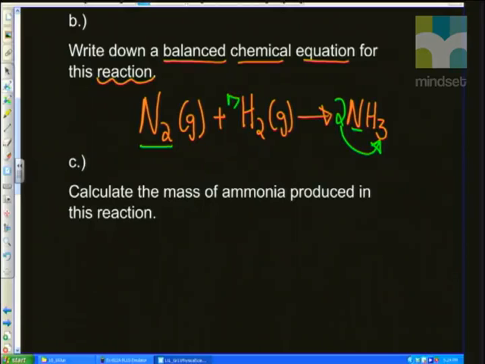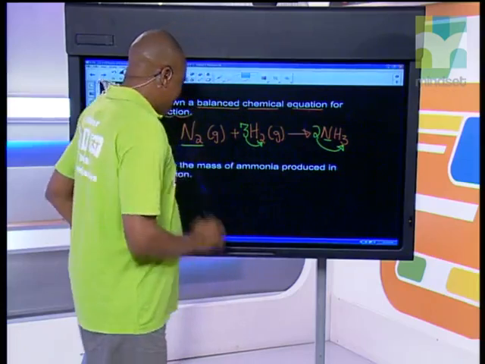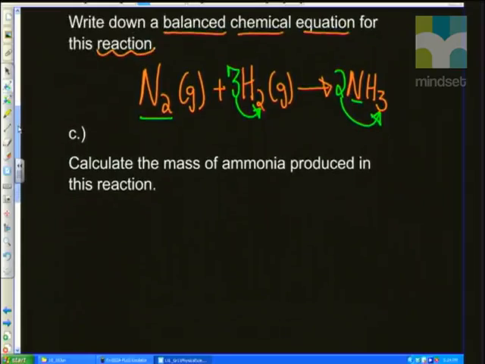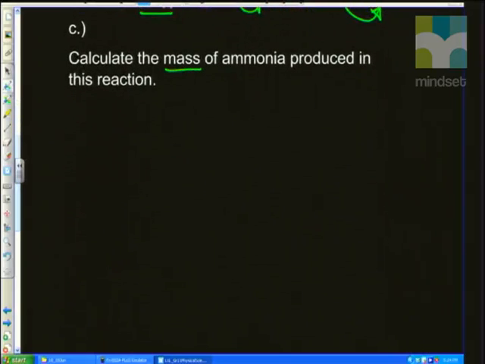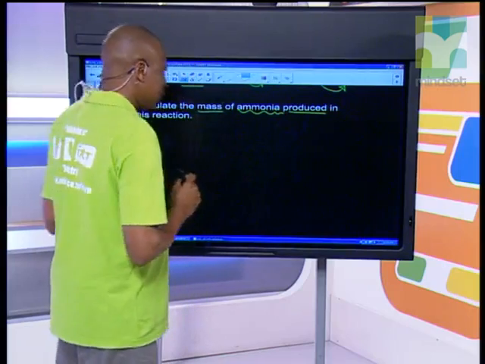For us to do that, we need to put a 3 here, so that 3 times 2 gives us the 6. So the chemical equation is balanced in that way. All right. Now, moving on to question number C, we are asked to calculate the mass of ammonia produced in this reaction. For us to calculate the mass of ammonia produced, we will need to know how much ammonia was produced in terms of moles. That is going to help us find the answer to this question.